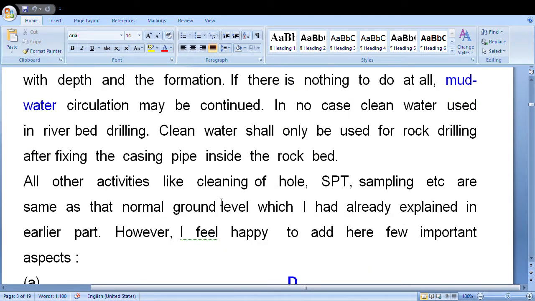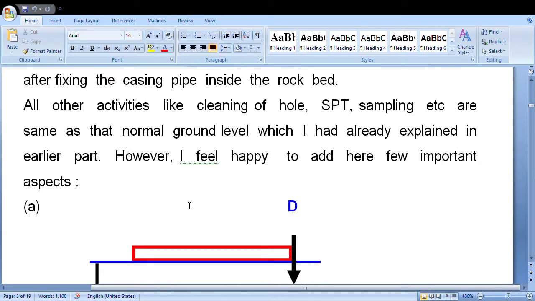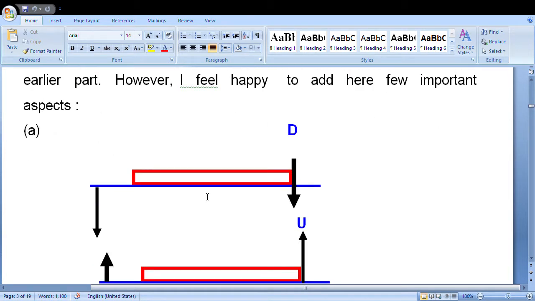All other activities like cleaning of holes, SPT, sampling, etc. are the same as at normal ground level, which I had already explained in my earlier discussion. However, I feel happy to add here a few more important aspects, based on my last more than 50 years of experience in this regard.